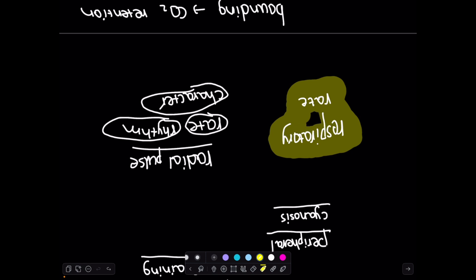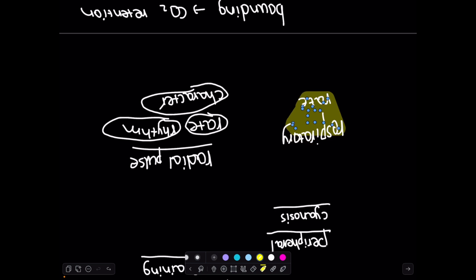Normal is 12 to 20 breaths per minute. To the examiners, you'd say, I'm assessing the respiratory rate. It's 16 breaths per minute, within normal range. But, so I need to take a whole minute to do it?